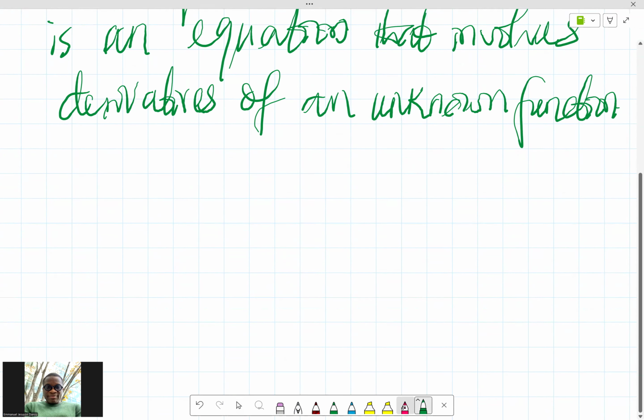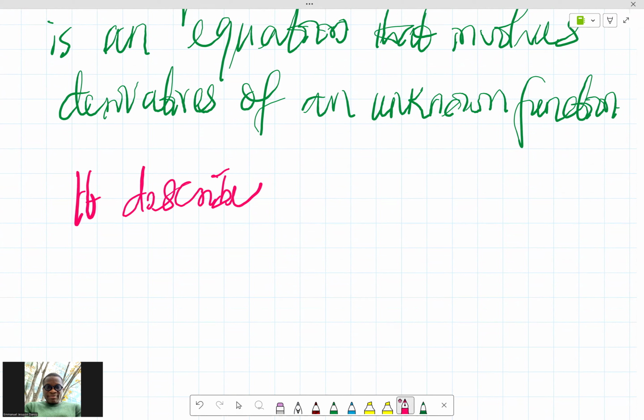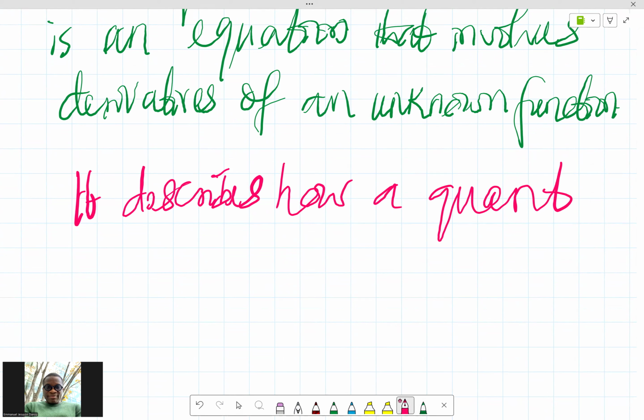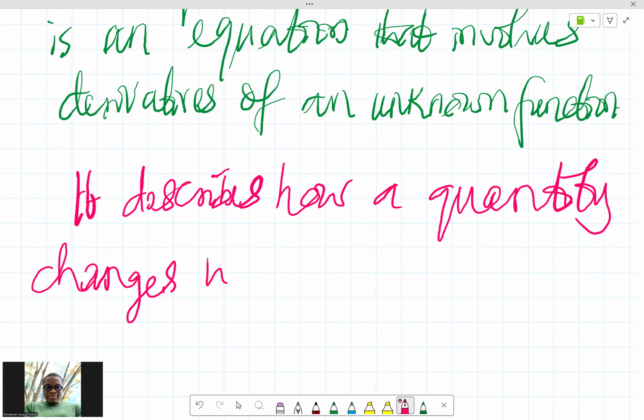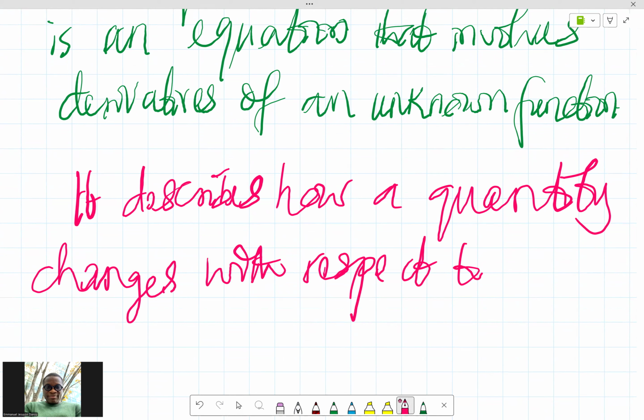So a differential equation describes how a quantity changes with respect to another.